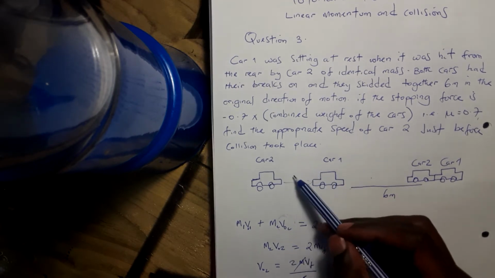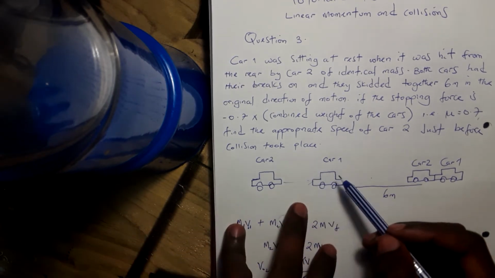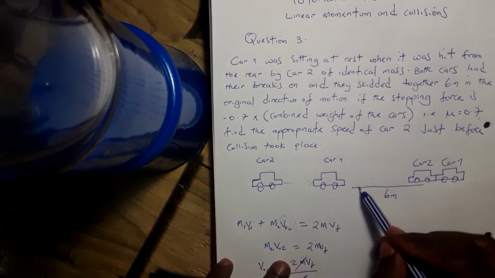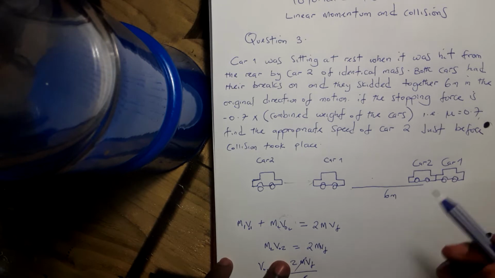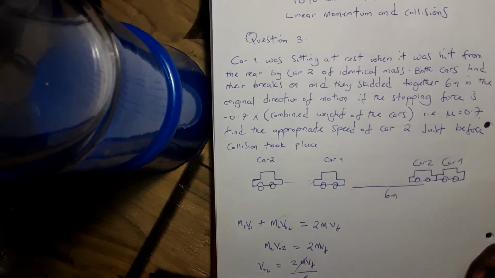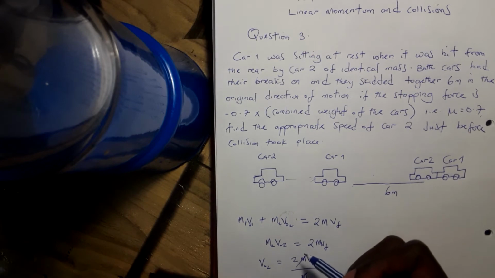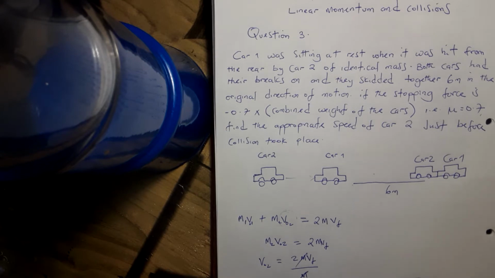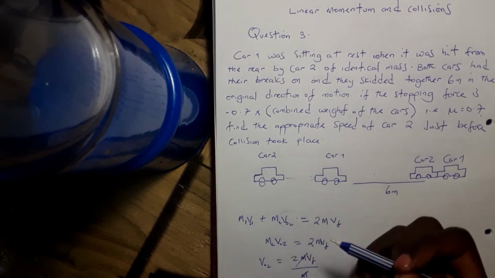So upon these two cars colliding, they skidded together 6 meters, a distance of 6 meters. Okay, so we shall use the equation of conservation of linear momentum. So we have car 1 and car 2.